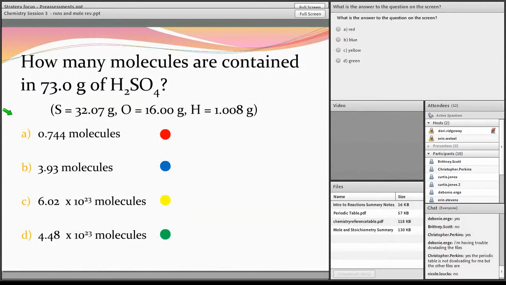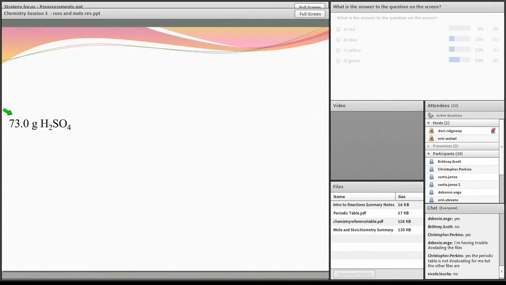So again, we're going to take our given, which is the 73 grams. First thing we need to do is convert that to moles, so hopefully we added up the molar mass of H2SO4, so the mass of 2 hydrogens plus 1 sulfur plus 4 oxygens. That gives us a molar mass of 98.086 grams. That's how many grams are in 1 mole. We'll then go ahead and convert from moles to molecules using our 6.02. Be careful with your math, multiplying across the top, dividing by the bottom.